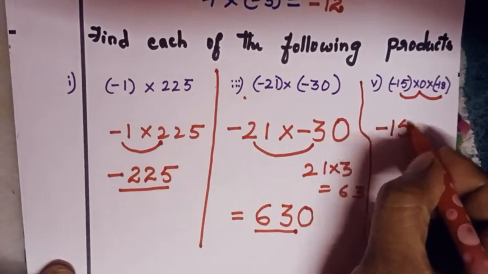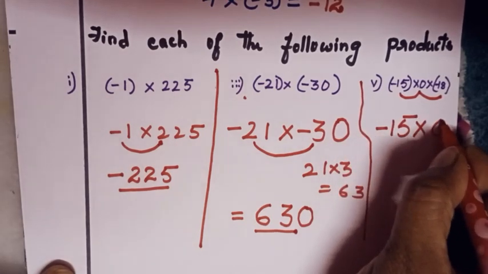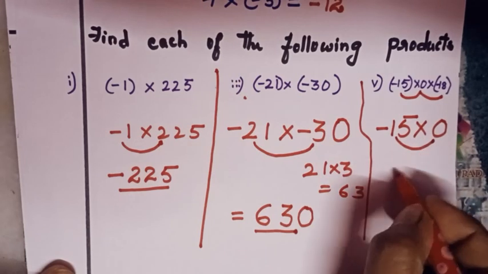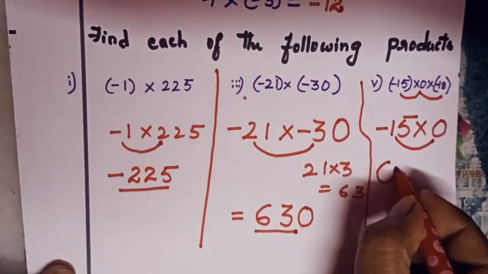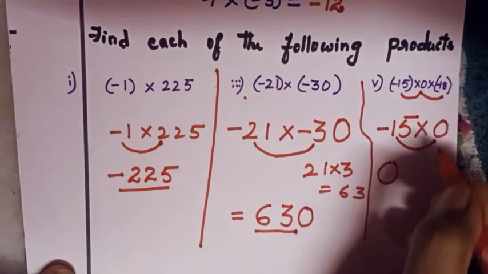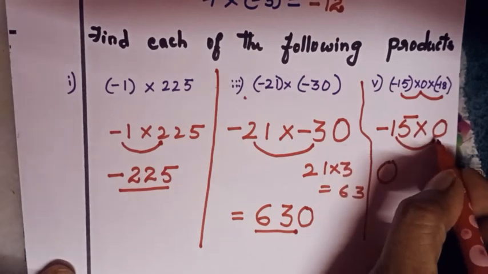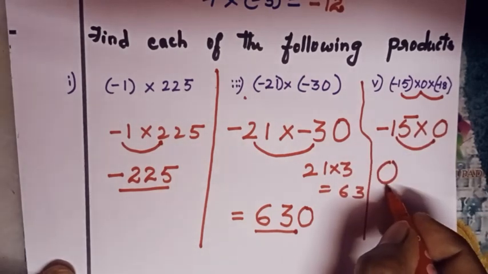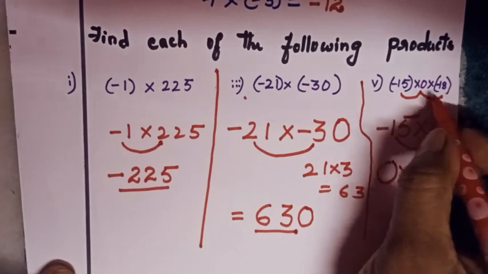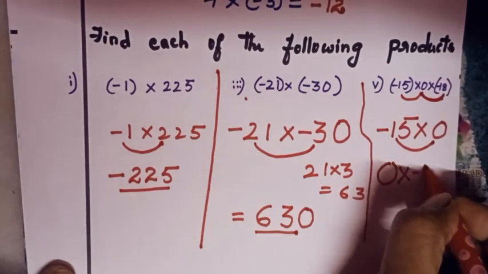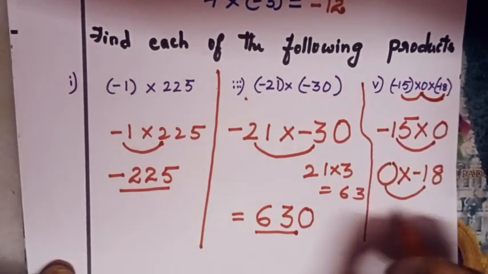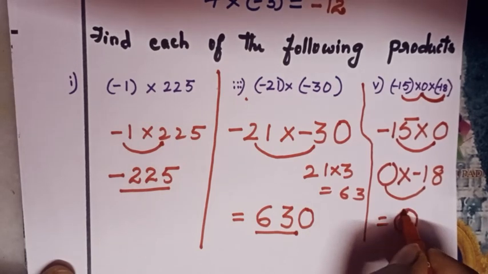Next, children, let us take it in two steps. First, minus 15 into 0, children. Any number into 0 results in 0. Product of any number into 0, we get 0. And 0 into minus 18 equals to again 0.